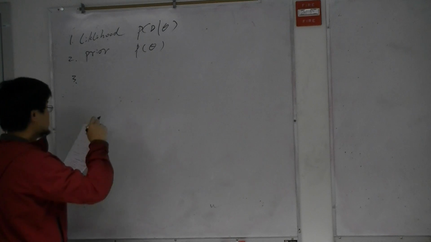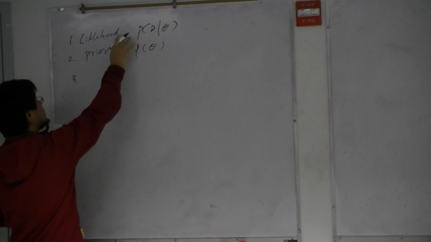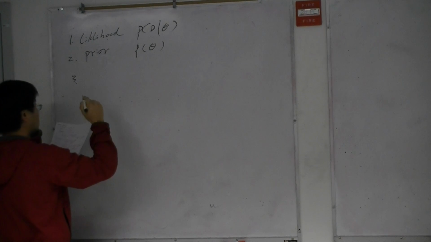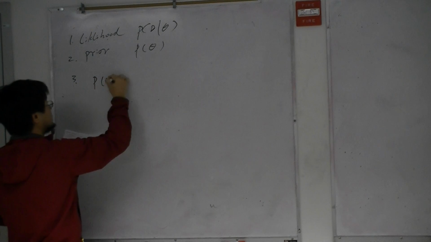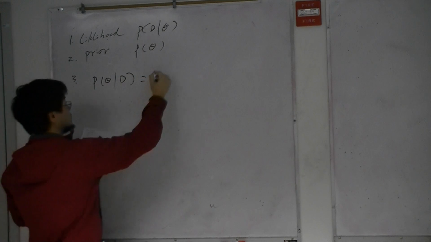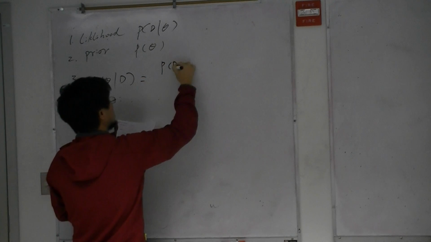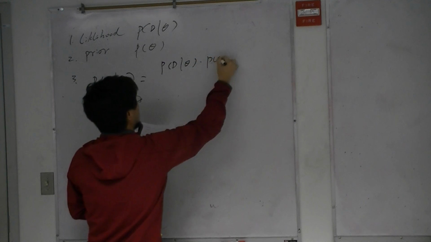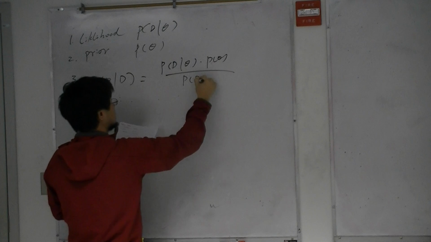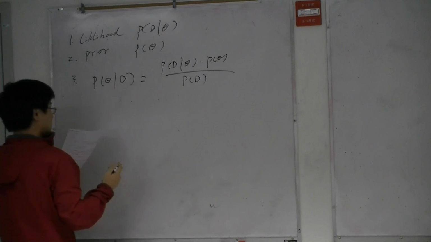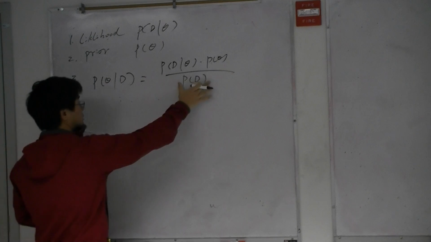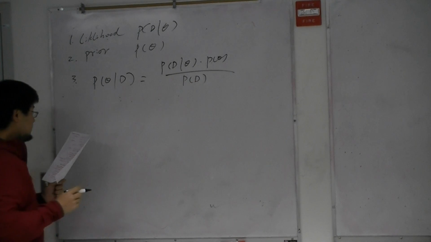And with this, with likelihood and prior, we can compute the posterior of the parameter given the data, which is, using Bayes' rule, equal to likelihood times prior over the model evidence P(D), which is almost a constant in a certain problem.